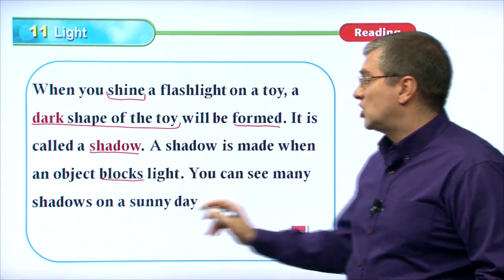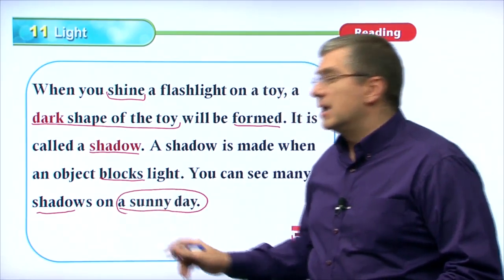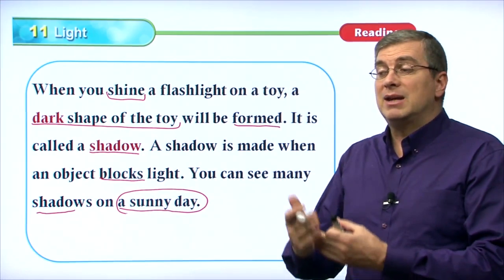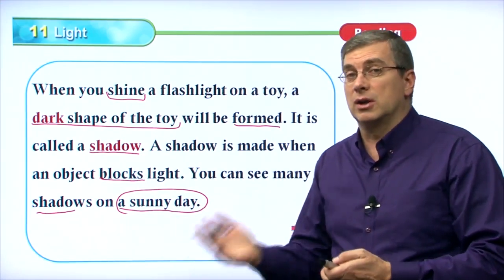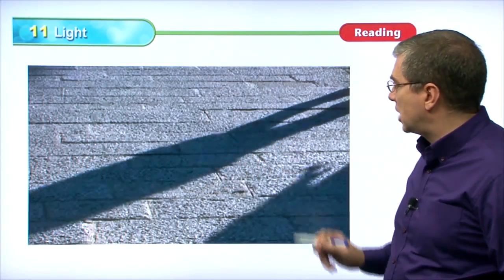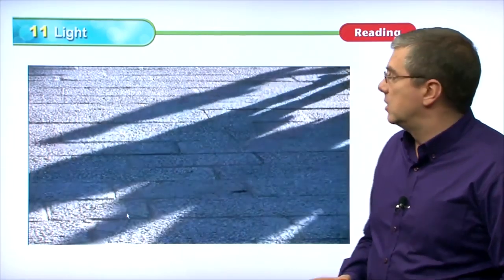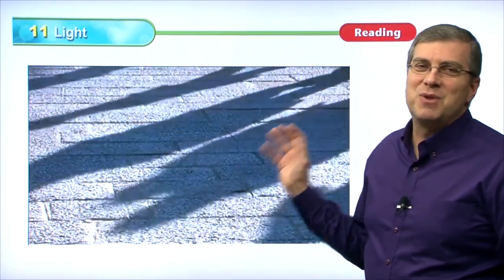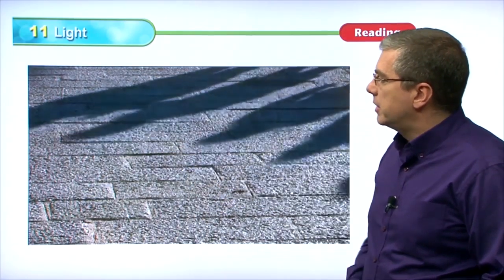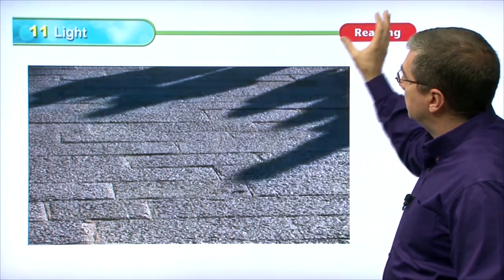You can see many shadows, of course, on a sunny day. On a sunny day, there's a lot of light. The light is very bright, and that makes the shadows even darker. Let's take a look. Here is a sunny day. We can see a shadow here and a shadow here. The shadows are moving. They're not alive, but they're shadows of people. People are alive, but they're casting shadows on the ground from the sunlight. So the sun is way up over here. The people are here.